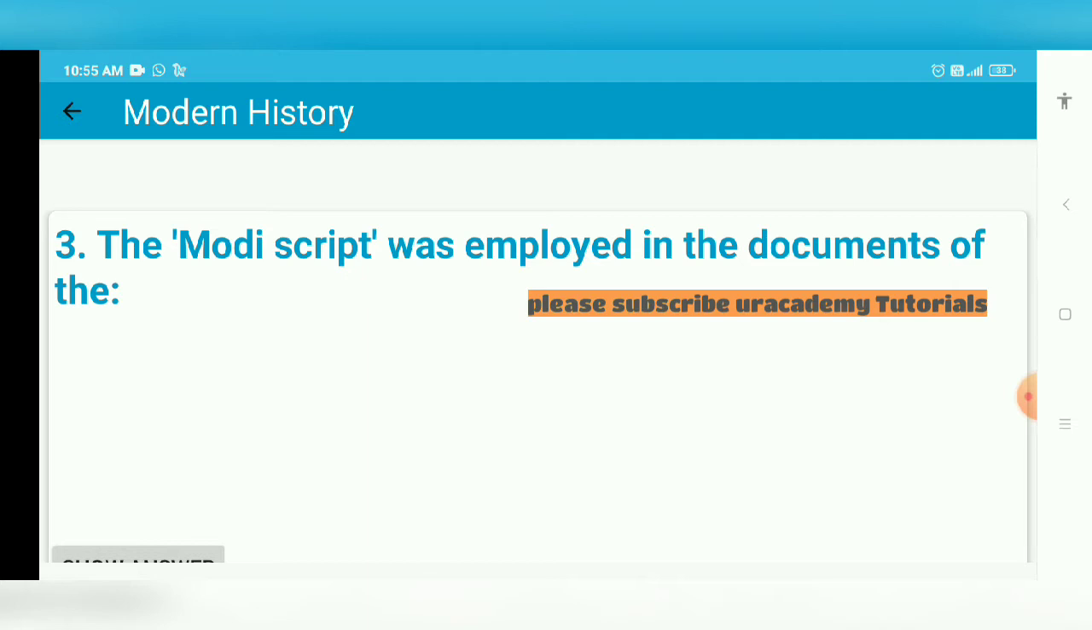So today we are going to take some MCQs of the Indian national movement, which I have collected from previous year papers.